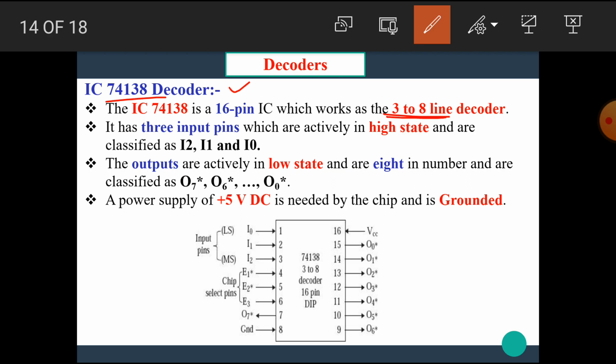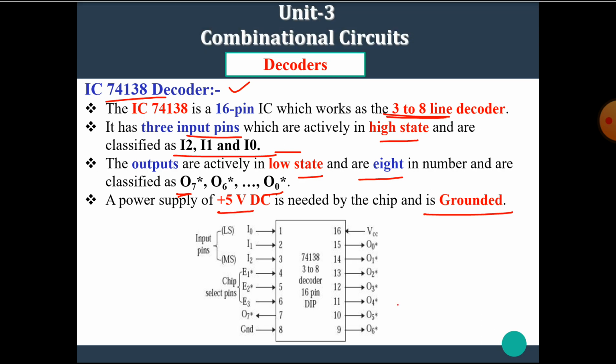Generally IC 74138 is a 3 to 8 line decoder. It has 3 input pins which are active in high state and are classified as I2, I1 and I0. These notations can be changed depending upon the diagram or the IC specifications. The outputs are active in low state and are 8 in number and are classified as output 0 to output 7. A power supply 5 volt and a ground is provided to the IC.